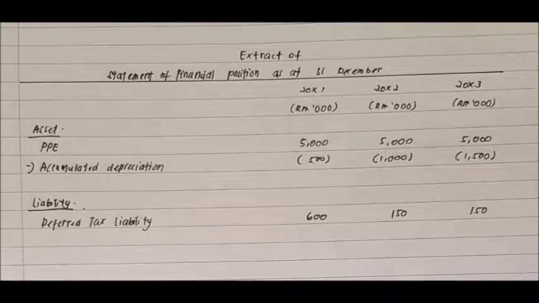Step 6. Open the abstract of the SOFP for 3 years as well. We will put the asset of PPE minus accumulated depreciation. Then we put deferred tax liability under liabilities for the amount of 3 years.